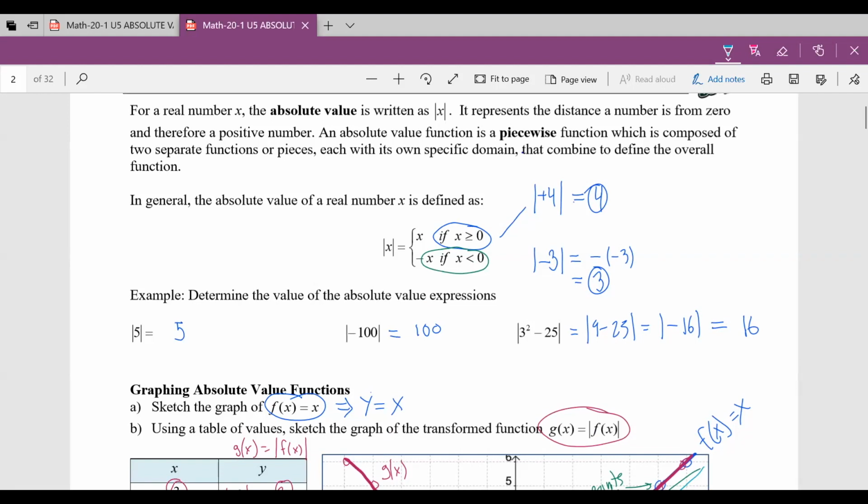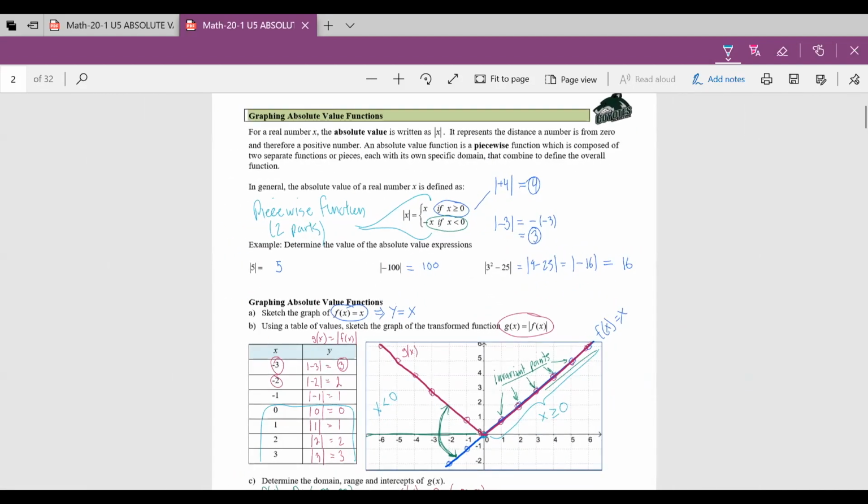You're going to end up with the part that is greater than or equal to 0 and a part that's less than 0. The word we use for that, another word you have to become familiar with and learn, is piecewise. It is a piecewise function. What we mean by that is two parts: the part where x values are greater than or equal to 0, and the part where the x values are less than 0. So there's always going to be two parts to an absolute value function.